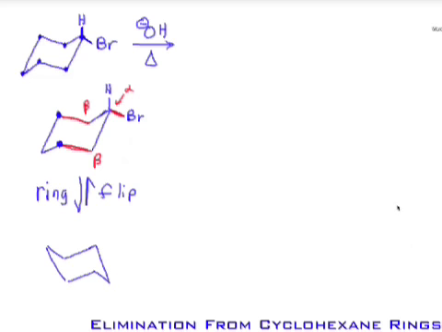If I draw the ring flip structure, now my bromine bond is down. Off of the beta carbons, the anti-bonds are in this position. Okay. So put dots for my carbons so they look clear.